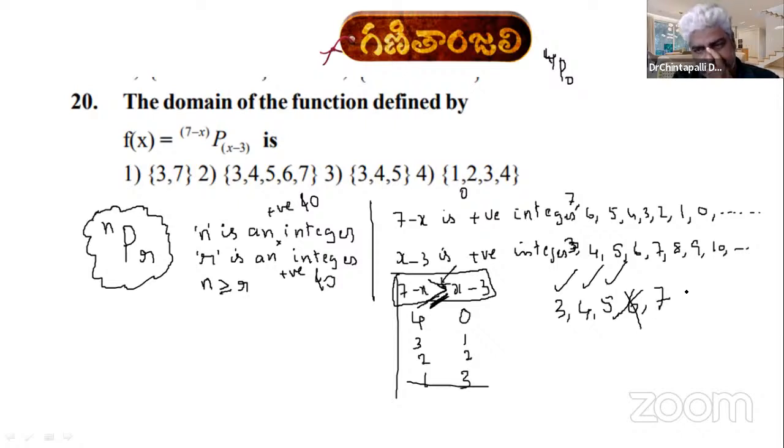What about 7? 0 and 4, sir. Satisfying or not satisfying? No. So the final answer is option 3: 3, 4, 5, sir. Option 3. Very good. 3, 4, 5 only is correct.